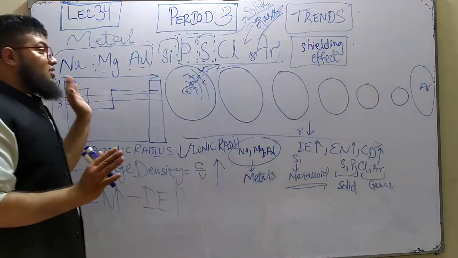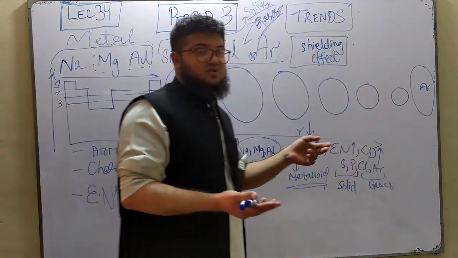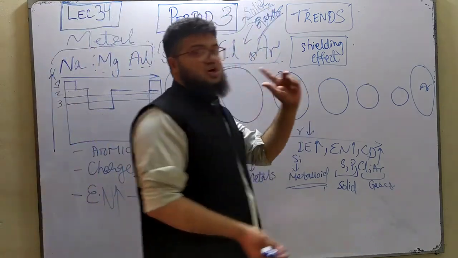Clear? So how does the radius change as we go across the period? It decreases. And why does it decrease? First, because the shielding effect is constant. Second, because the nuclear charge is increasing.